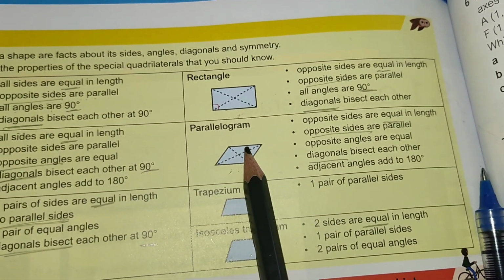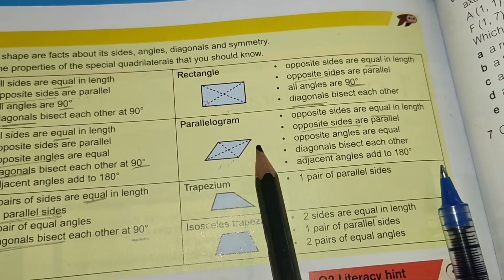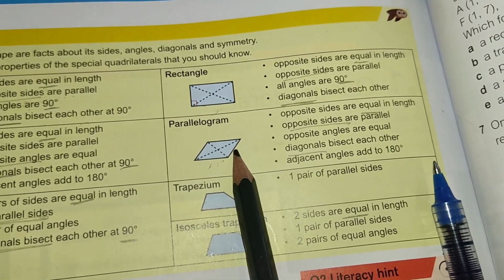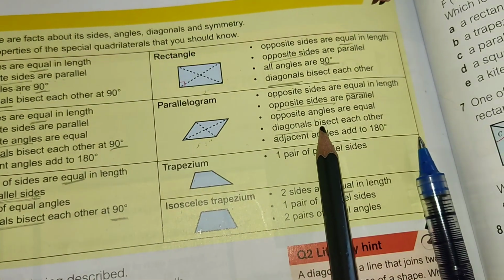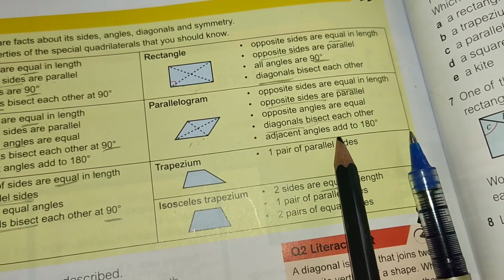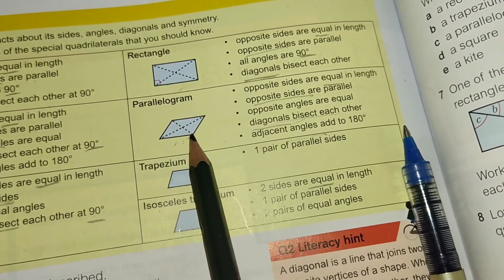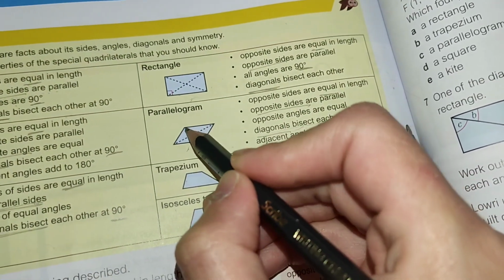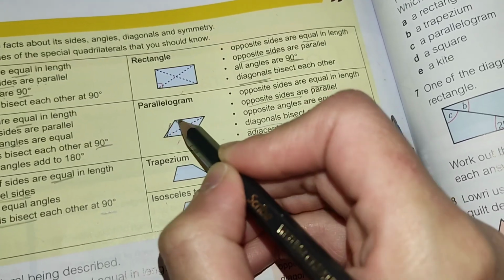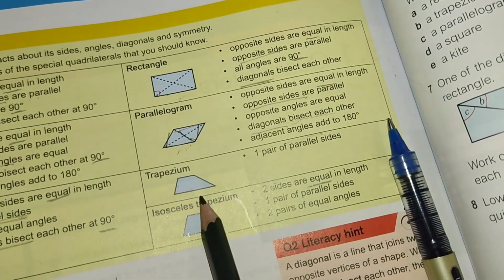The next one is the parallelogram. So opposite sides are equal in length. Again, see, it is equal. It's saying the same thing: parallel, opposite angles are equal, and adjacent angles add up to 180 degrees. So again, this will be 180 degrees, like this.